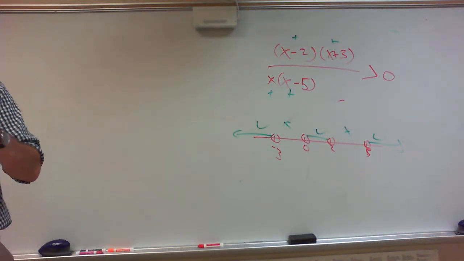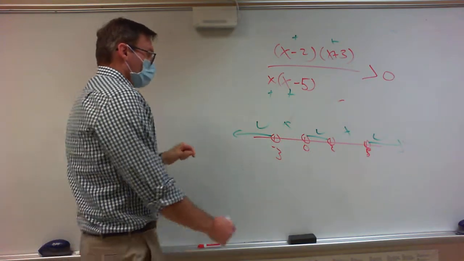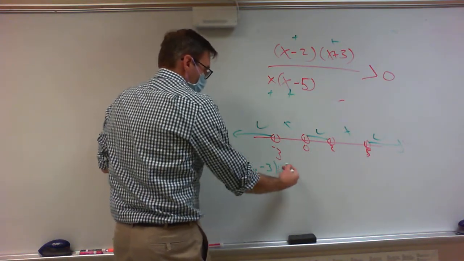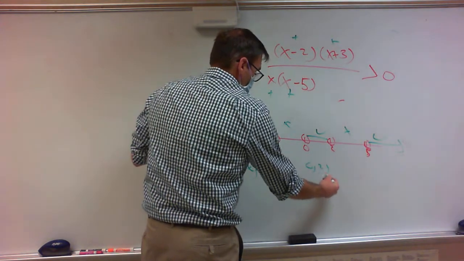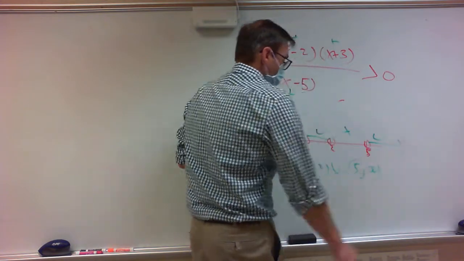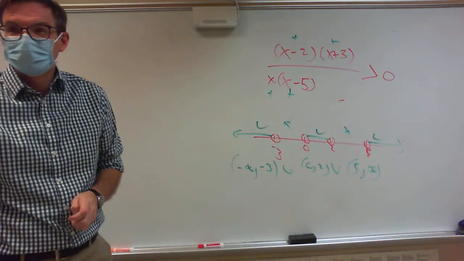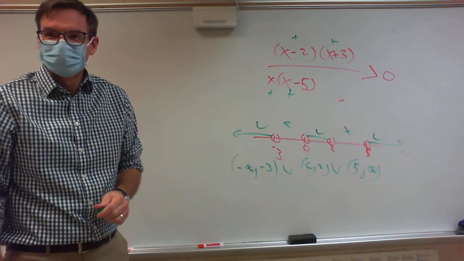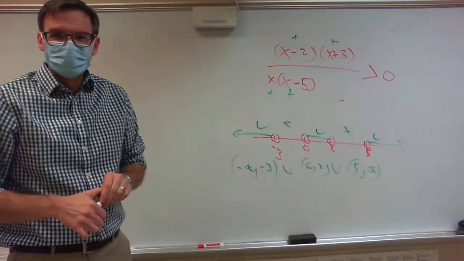Okay. Now to write my answer, I'm going to have like 3 little parts. So I'll have a little part here. I'm going to go from negative infinity to negative 3, union 0 to 2, union 5 to infinity. Yes? This is what we were just doing, wasn't it? A little bit, yeah. It's like end behavior kind of thing.